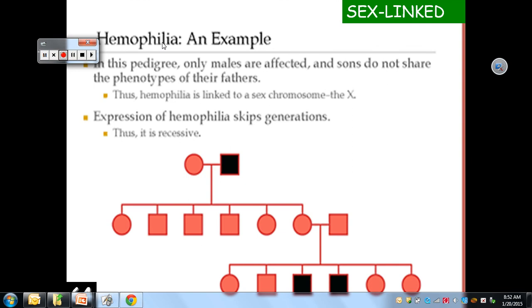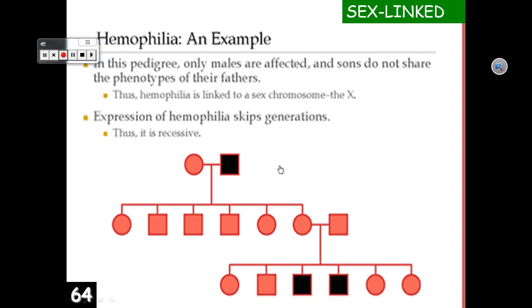Another one is hemophilia. Remember we talked about hemophilia last week. This is considered a sex-linked trait. And let's look at the affected individuals. There are 3 affected individuals and all of them happen to be male. This means that this is a sex-linked trait. It is only found on the Y chromosome. It also skips a generation, and therefore it is recessive.